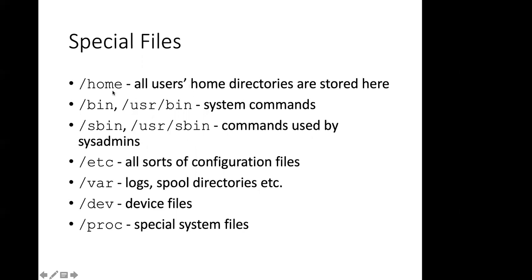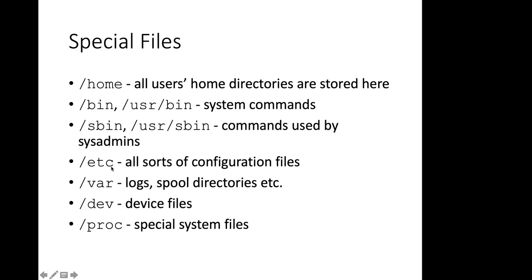Some special directories: /home has all the users' home directories stored here. /bin and /usr/bin have all the system commands such as ls, whatever command you have, everything is present here. /sbin and /usr/sbin are commands used by system administrators. Like for example, I'm a system administrator and I've built certain utilities for managing or maintaining my system. I will store everything in /sbin, so that way you don't confuse it with bin. Bin is the operating system's binaries. Sbin is the system admin's binaries.